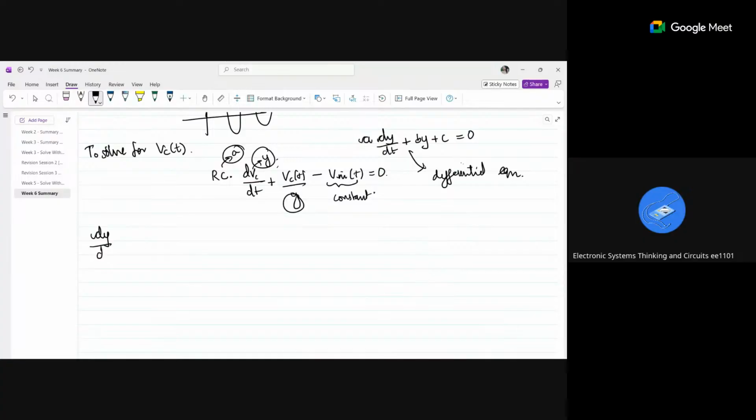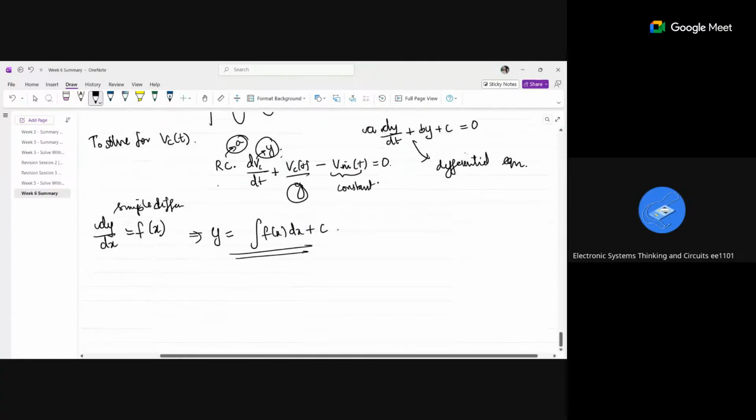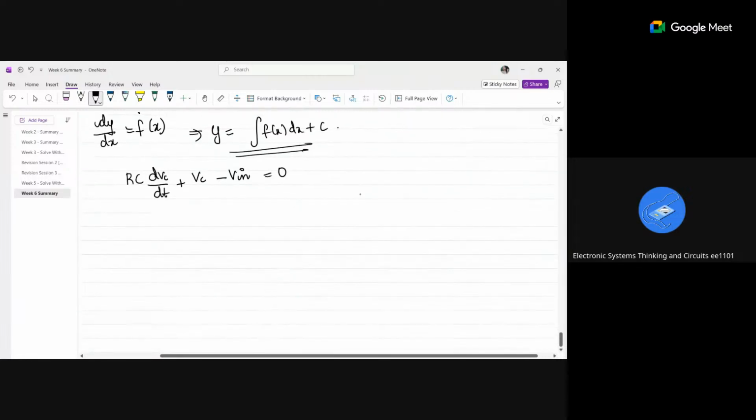Now, if dy by dx is equal to f of x, what is y? This is a simple differential equation, right? y is equal to integral of f of x, right? You guys know this, right? Yes. Now we are going to solve this type of equation: Rc dVc by dt plus Vc minus Vin equal to 0. And Vc is a function of time.